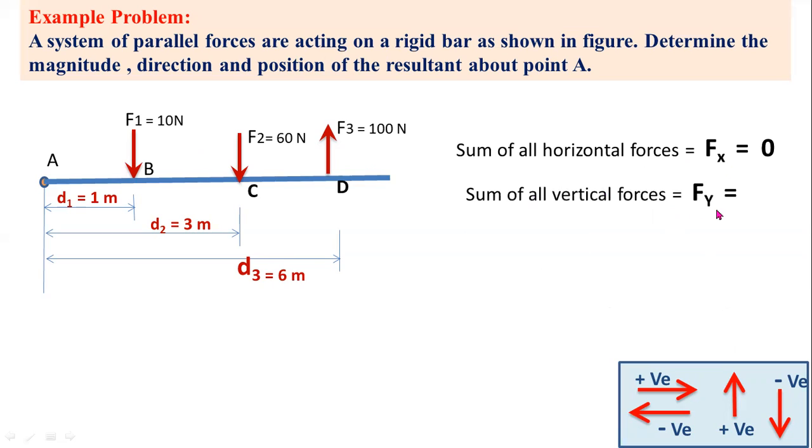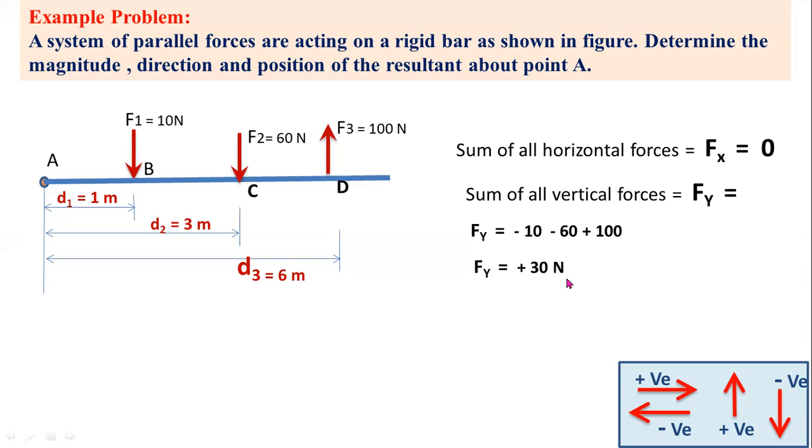Now the sum of all vertical forces is Fy. Here there are three vertical forces: 10 newtons, 60 newtons, 100 newtons. So you have to add these three forces. Already we know the sign convention: for upward direction, positive sign; for downward direction, negative sign. That's why Fy equals minus 10 for downward direction, minus 60 for downward direction, plus 100 for upward direction. The total value is Fy equals plus 30 newtons.